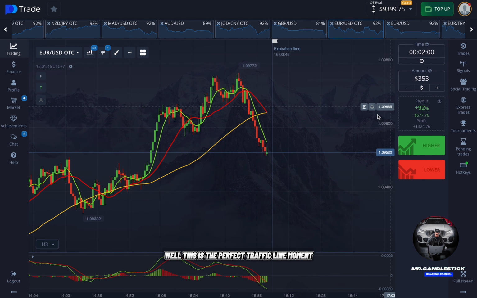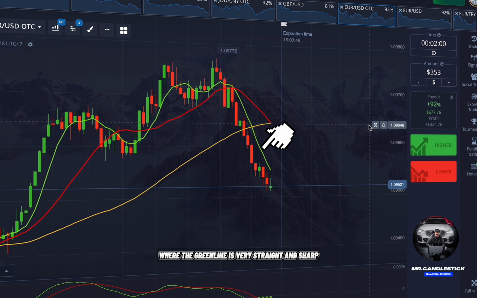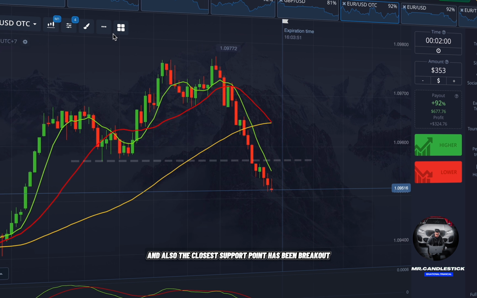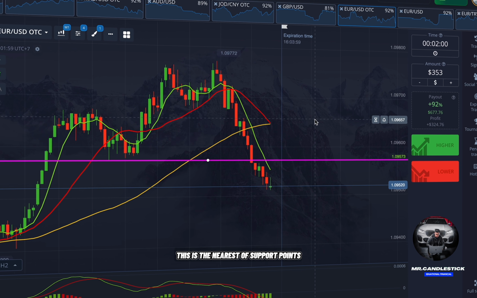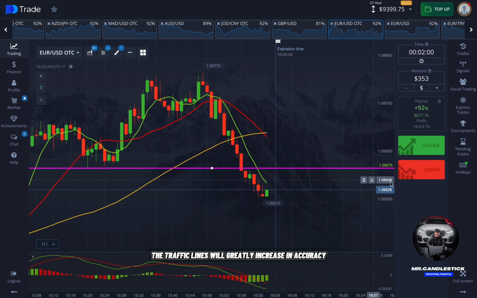Well, this is the perfect traffic line moment, where the green line is very straight and sharp. And also, the closest support point has been breakout. This is the nearest of support points. The traffic lines will greatly increase in accuracy if there is a breakdown like this.